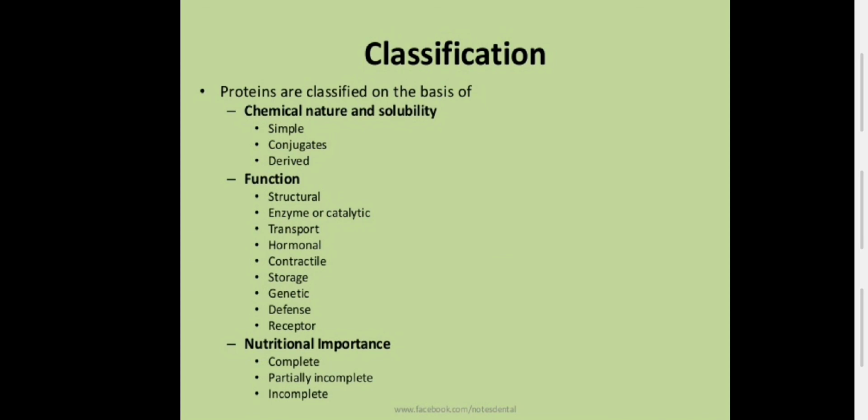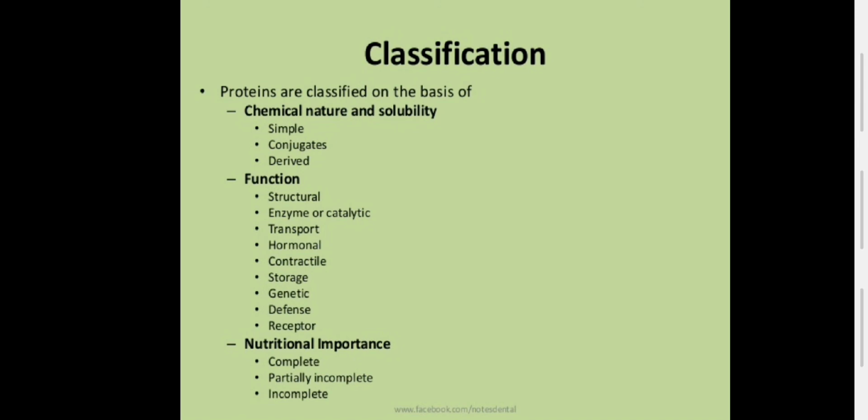Next, this is actually the simplest form to classify the protein. Protein can be classified on the basis of chemical nature and solubility, function, and nutritional importance. When we say chemical nature and solubility, it focuses on the types of proteins. What are those? Simple, conjugated, and derived. When we say function, it focuses on the structural, enzyme and catalytic, transportation, hormonal, contractile, storage, genetic, defense, and receptor. So that is the function of protein.